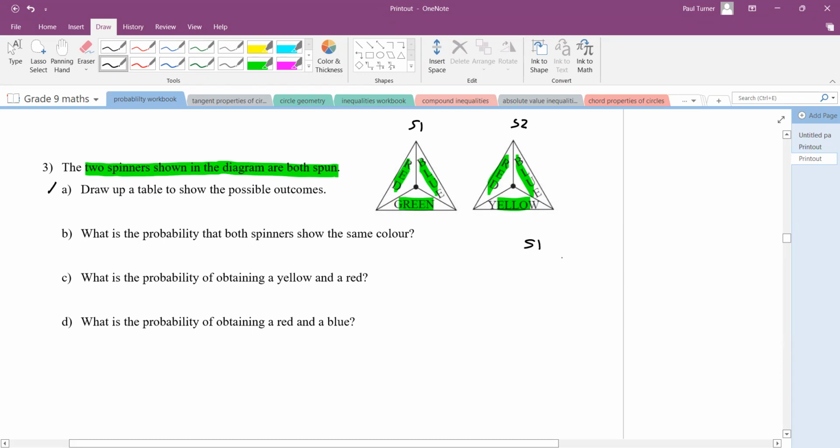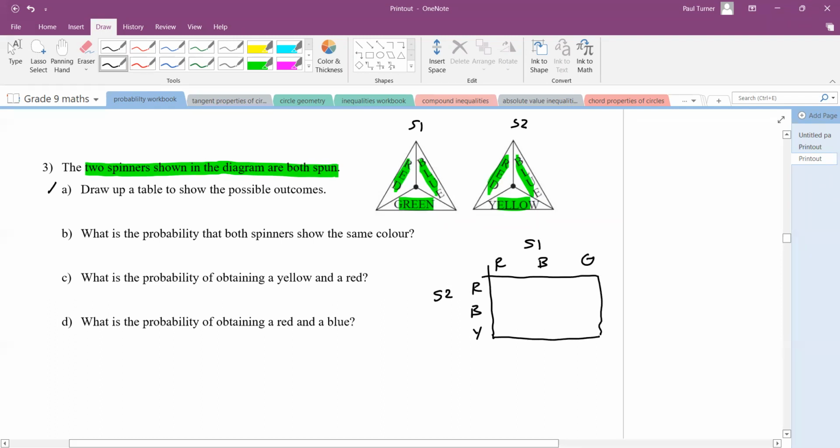So spinner 1, let's do that across the top. And we have red, blue, green, like that. And spinner 2 is red, blue, yellow. Okay, so let's make a table and we'll put all the outcomes into the table.